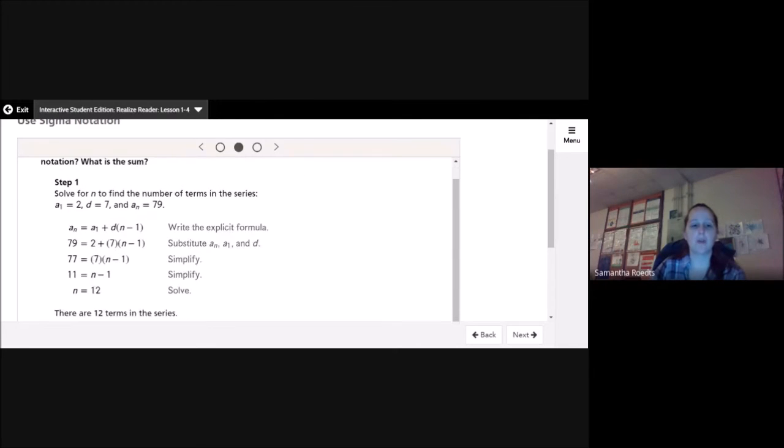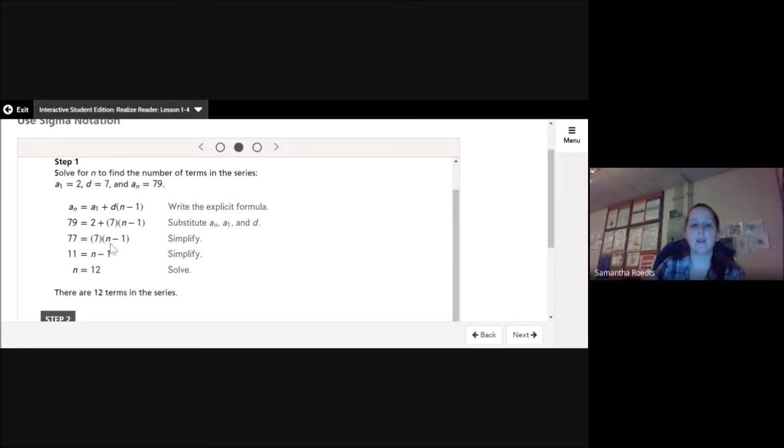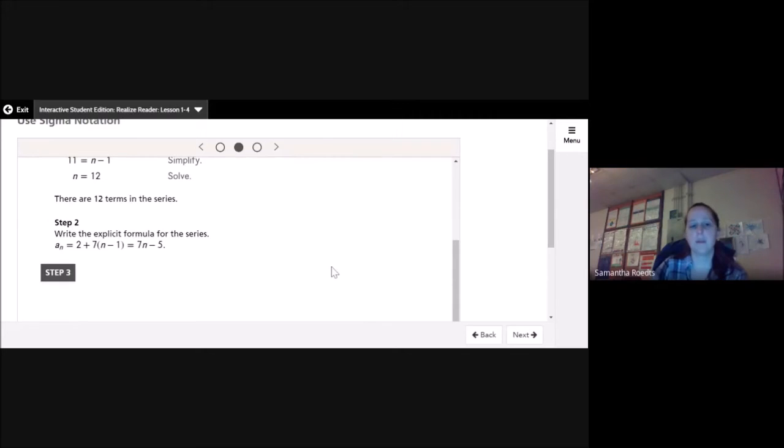I subtract 2 from both sides to get 77 equals 7 times n minus 1. Divide by 7, which gives me 11 equals n minus 1. Add 1 to both sides, gives me 12. There are 12 terms in the series. I write the explicit formula for the series: a sub n equals 2 plus 7 times n minus 1, which equals 7n minus 5.